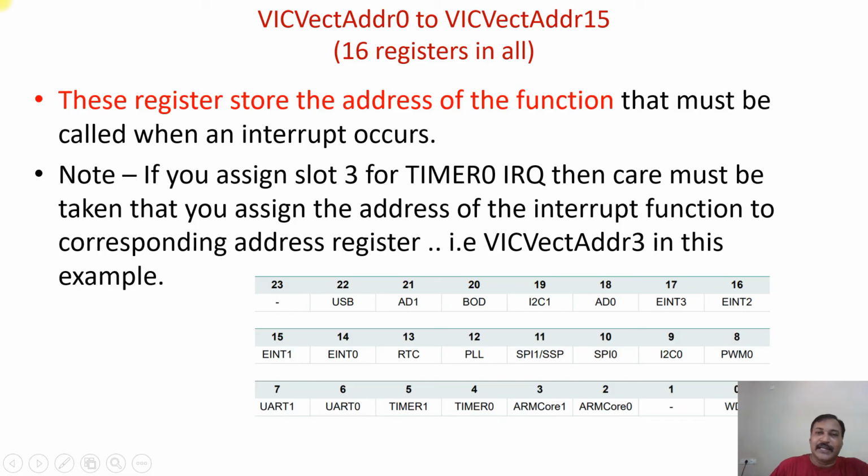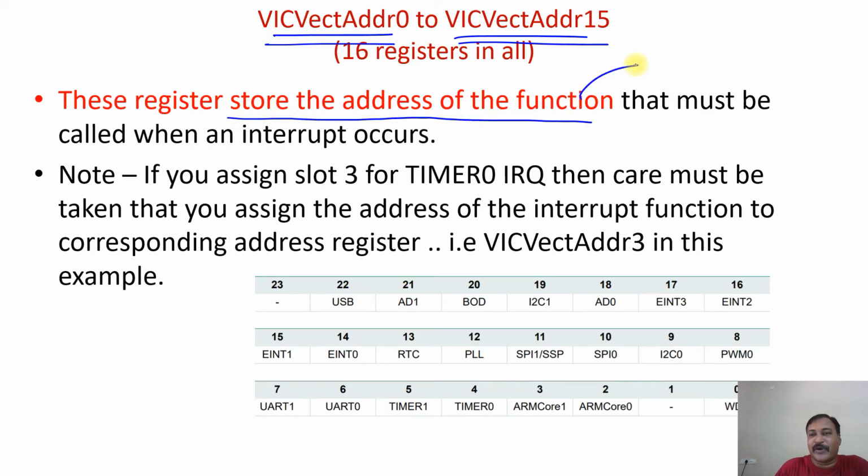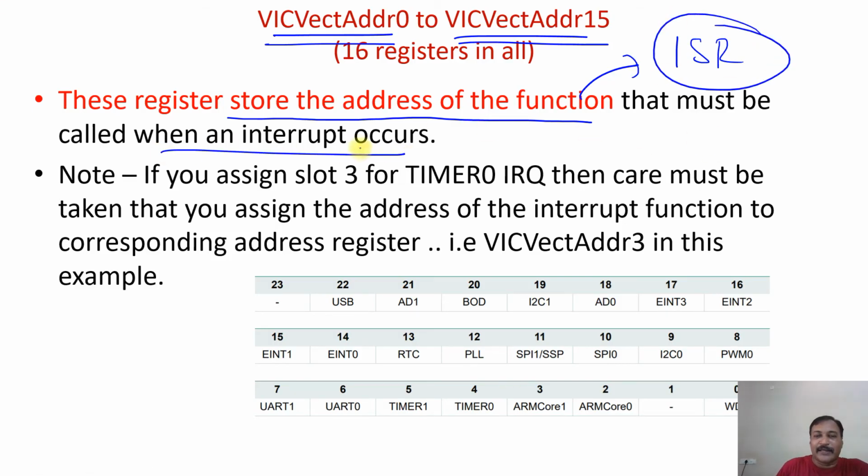Then, after assigning an interrupt source to a particular slot, the next thing is to assign the address of the ISR. So again, you have 16 control registers and 16 address registers. Each address register is used to assign the address of an ISR. These registers store the address of the function. Function means what function? The interrupt service routine function that must be called when an interrupt occurs.